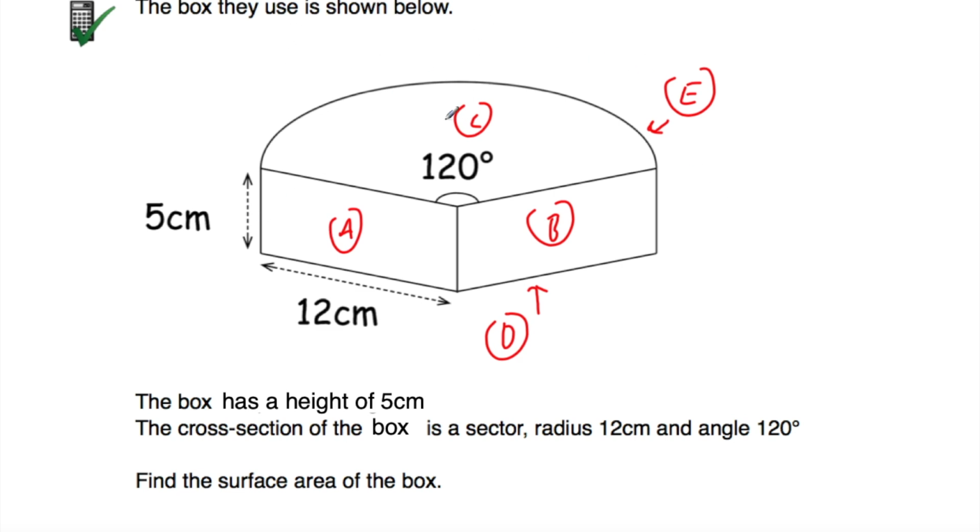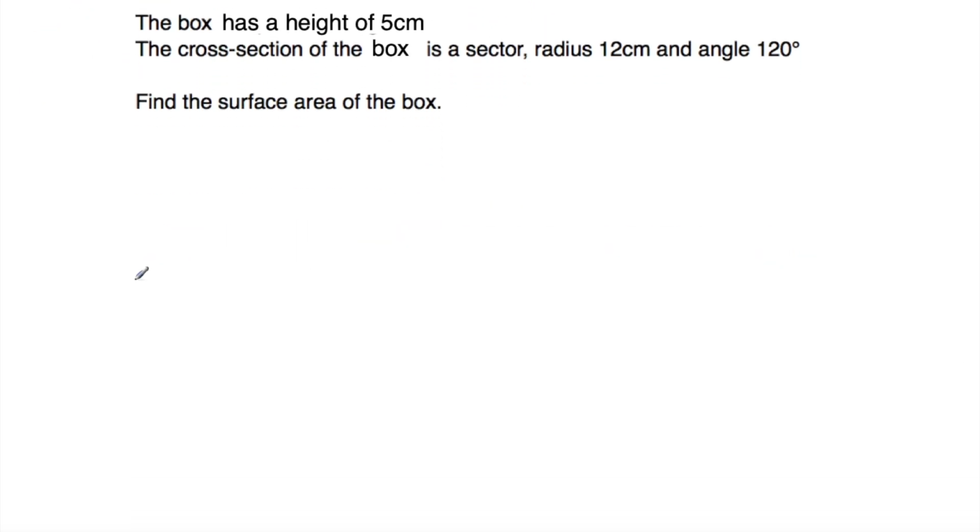Okay, so let's consider A to begin with. The area of A will be 5 times 12. So 5 times 12, it's a rectangle. So that'll be 60 centimeters squared. So that's fantastic. And I'm just going to write it on a list here because we're going to be adding them all up. So 60 centimeters squared.